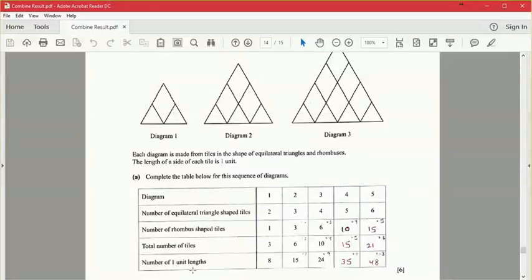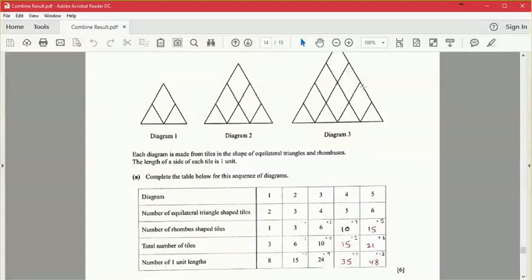Then for the number of 1 unit lengths, it means the sides here. 1, 2, 3, 4, 5, 6, 7, 8. So 8 sides here. So how much does it increase each time? You can see here, what if we take this shape here? It will take this place, and this here will be extra. So how many sides does it have? 1, 2, 3, 4, 5, 6, 7. It has 7 sides more. So here it increased by 7. So 8 plus 7 is 15.